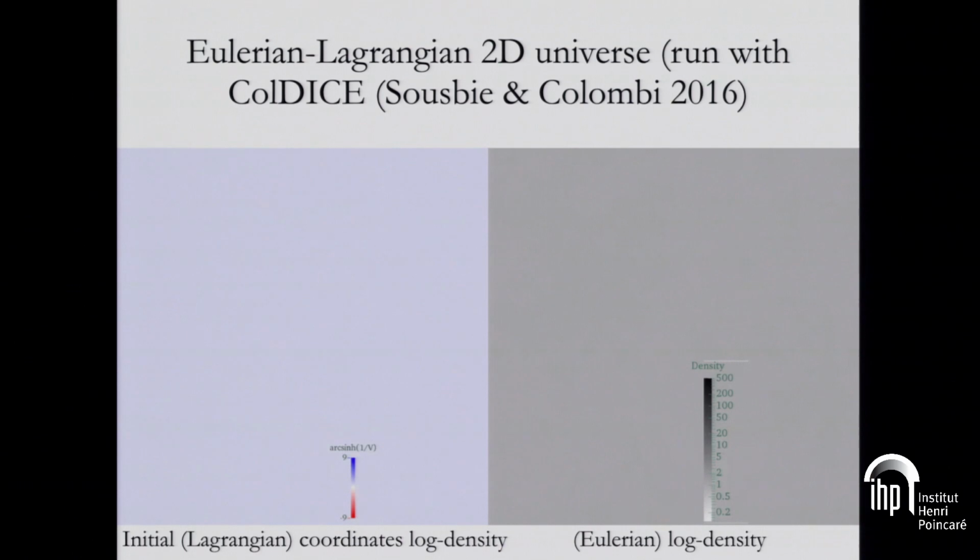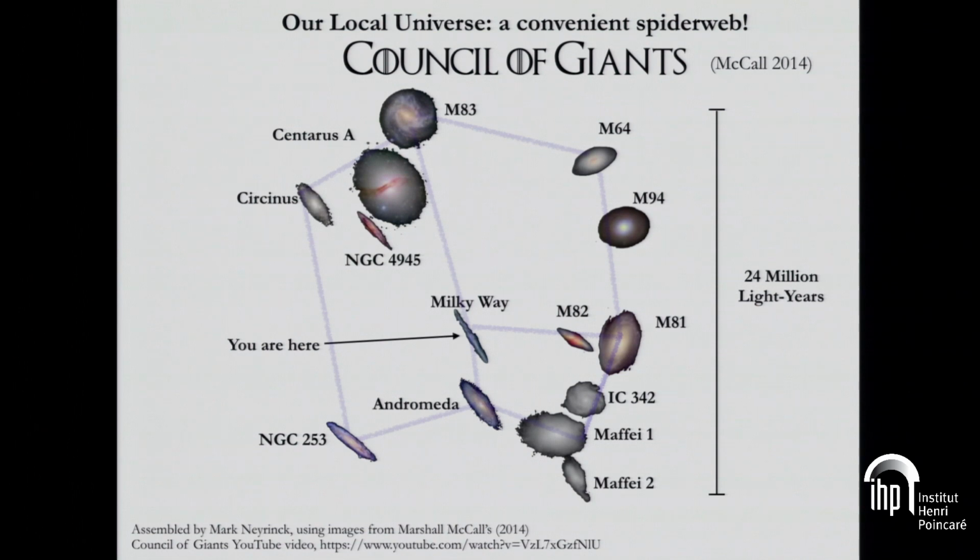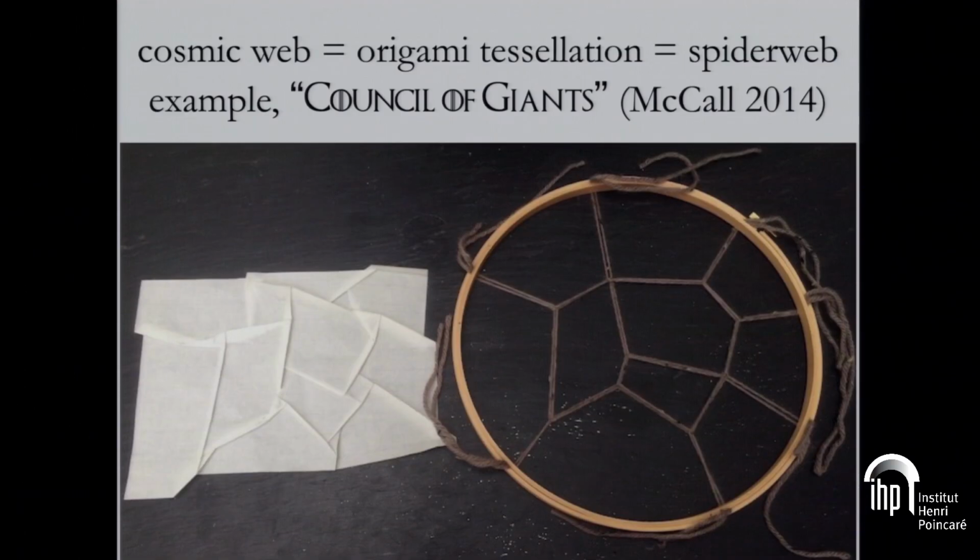Okay, so in the last minute, I'm just going to show something that I made based on the Council of Giants, which is a name for the closest several galaxies around the Milky Way. It's a roughly 2-dimensional structure, which is possible to represent in 2 dimensions, conveniently in both origami and also as a spider web, a sort of a dream catcher thing. This has the same geometry.